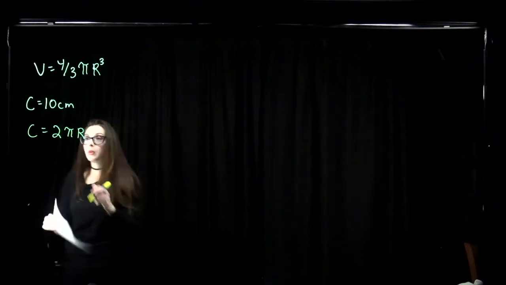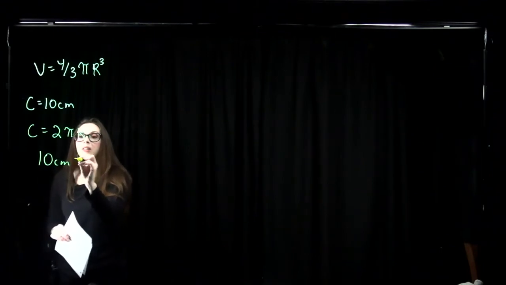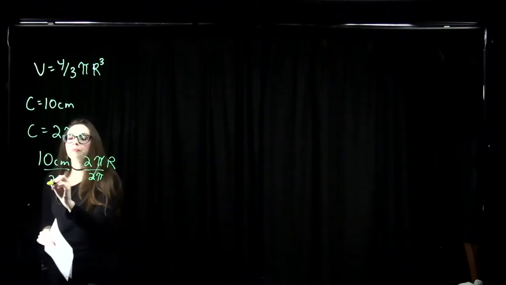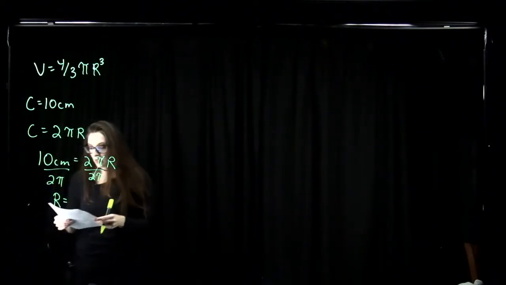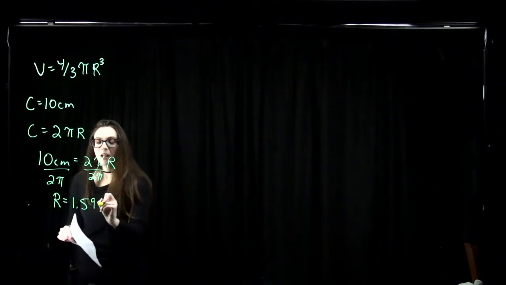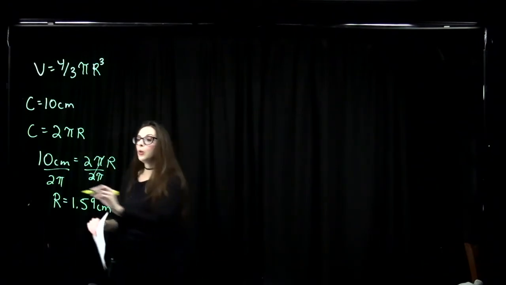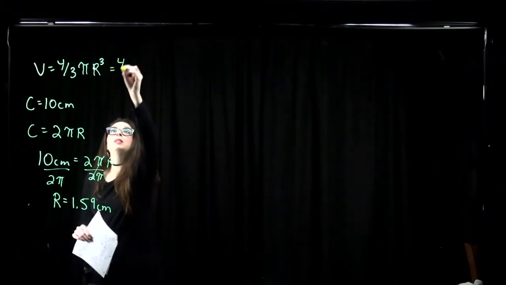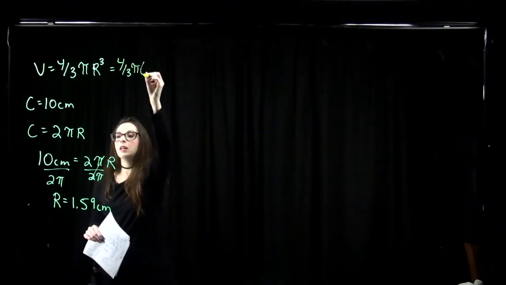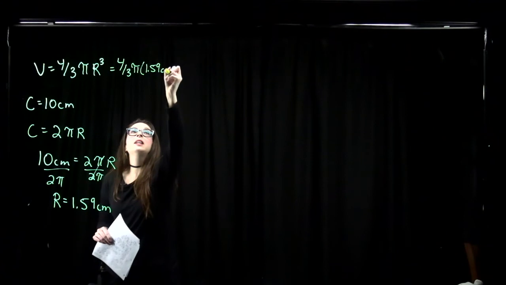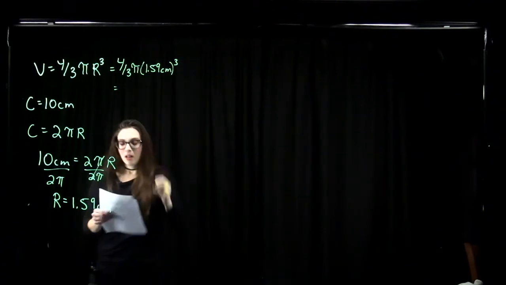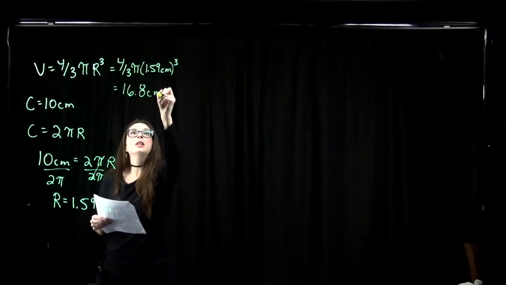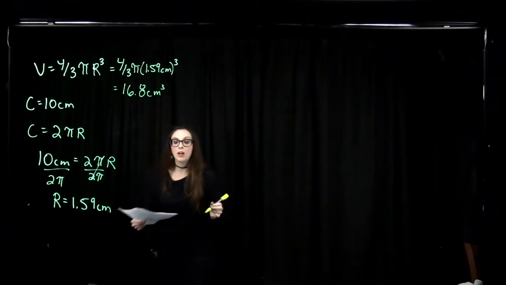So in this case, we've got 10 centimeters is equal to 2 pi r. If we divide both sides by 2 pi, we find that the radius of this sphere is 1.59 centimeters. Okay, so easy. Now I take that radius and I plug it up here for the volume of my sphere. So the volume is equal to 4/3 pi times my radius, 1.59 centimeters, cubed. Okay, and then that turns out to be 16.8 centimeters cubed for the volume of my sphere.